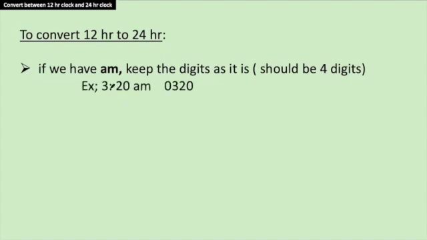Example, 3:20 AM. We need to change it into 24-hour clock. At first, we have only 3 digits, so you make it 4 digits by adding a 0 before 3. So this is the first step. Second step is remove AM and then just write the 4 digits together. Or we can write it 0320 with a space, or we can also write it with the colon sign in between. Any one of these methods will convert 12-hour clock to 24-hour clock. But remember, in 24-hour clock, we should not have AM or PM.